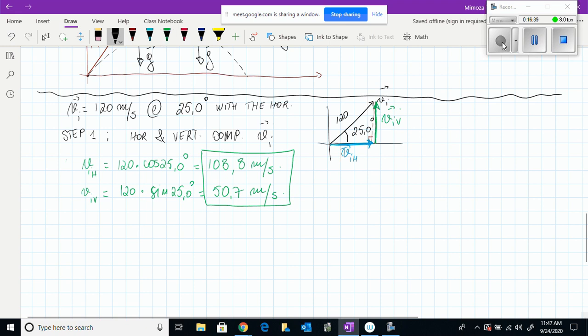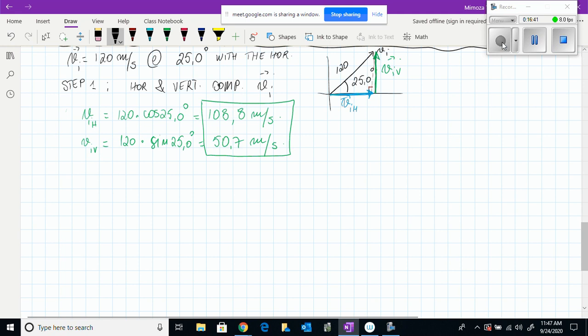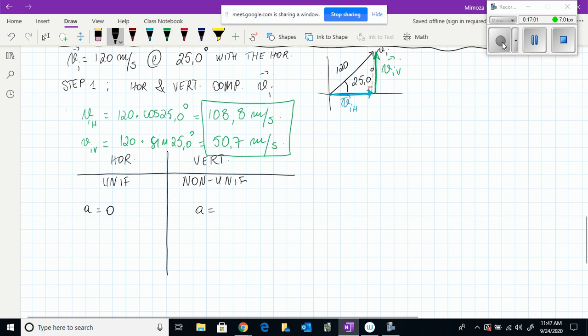Using those two values, we will construct the table that we discussed before. As I mentioned even yesterday, this will help you get into the habit of writing horizontal and vertical, uniform, non-uniform. Horizontal acceleration is equal to 0. Vertical acceleration, assuming that we are throwing an object at the surface of the Earth, is negative 9.81.